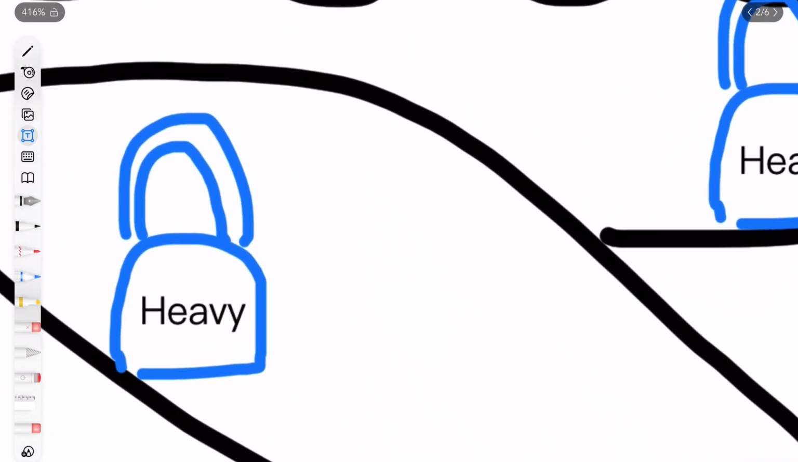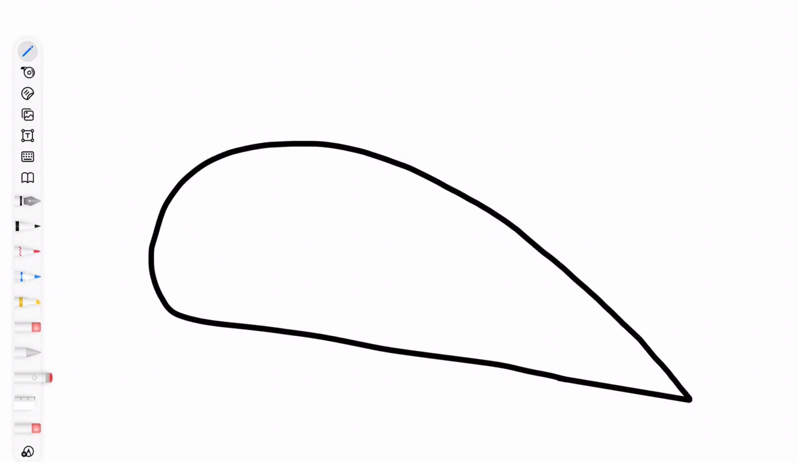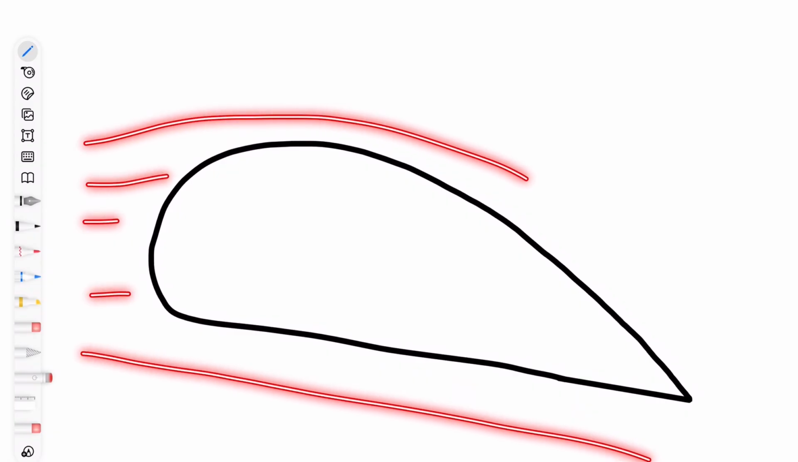Let's zoom in on the wings of an aircraft. Viewed from the side, an airplane wing looks like this: curved on top, flatter underneath. This shape is called an airfoil and is the cross-section of the wing. The way air moves around this shape is key to understanding lift.